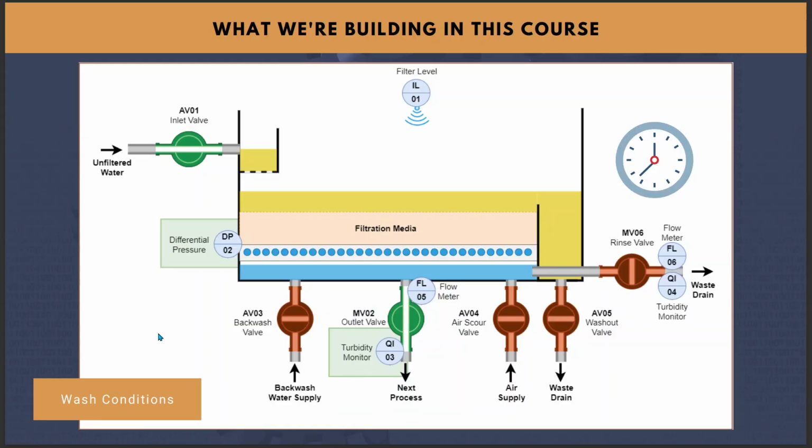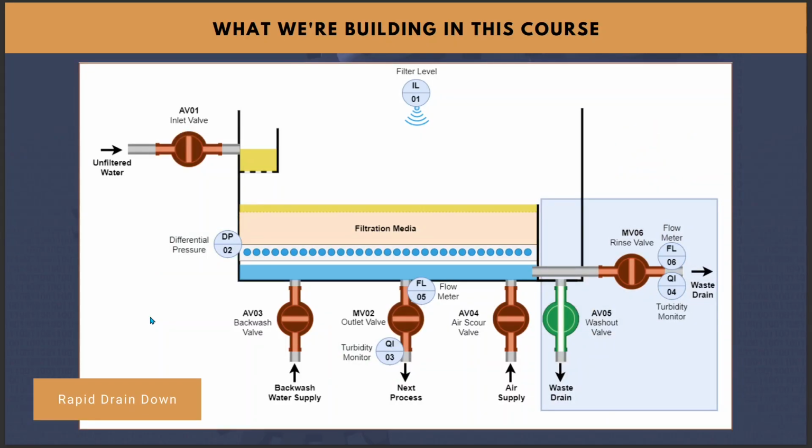We then have wash conditions. As I mentioned earlier, we have our differential pressure, which causes a wash condition if the differential pressure gets too high, a turbidity monitor on the outlet, which if the turbidity gets too high, we call for a wash as well. And then also time. If neither the differential pressure or the turbidity monitor call for a wash after a particular amount of time that's settable, we then call a wash anyway, just as a belt and braces approach.